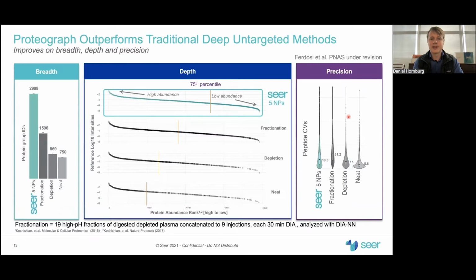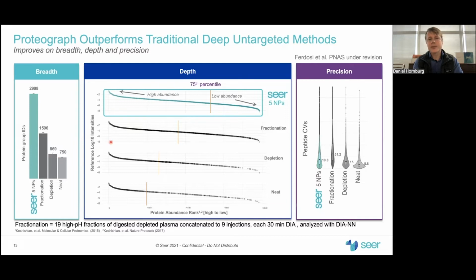Let's have a look at some real data. Here we are seeing some data that we currently have in revision for publication in PNAS, comparing our Proteograph to conventional deep proteomics workflow and neat plasma. We used here a common pool plasma that was subjected to all of these different workflows, and we used the same short 30-minute DIA runs and DIA-NN to analyze the data. What you see here is that we get close to 3,000 proteins in a single pool plasma with Proteograph, 1,500 with a depletion and fractionation approach, and around 800 to 900 with a depletion approach alone.